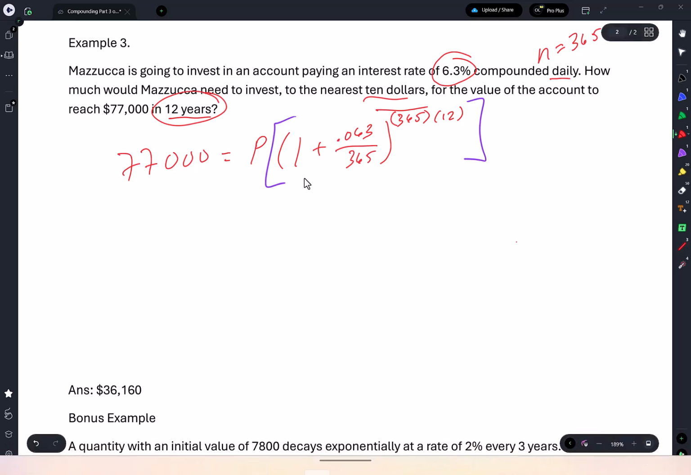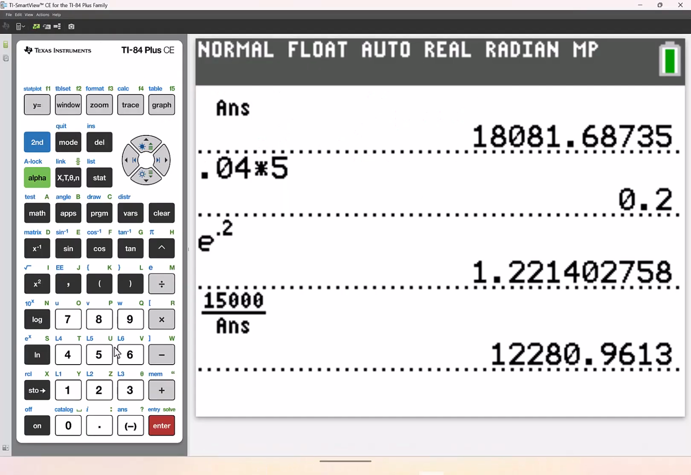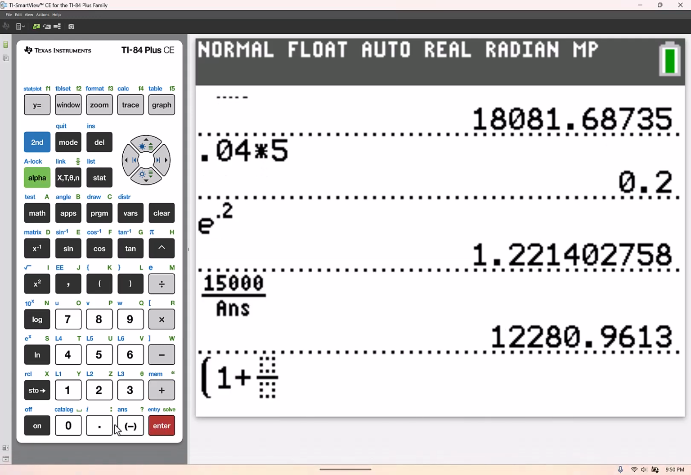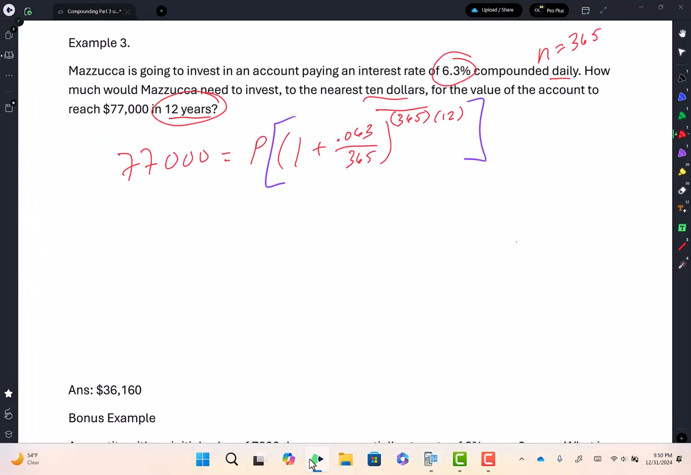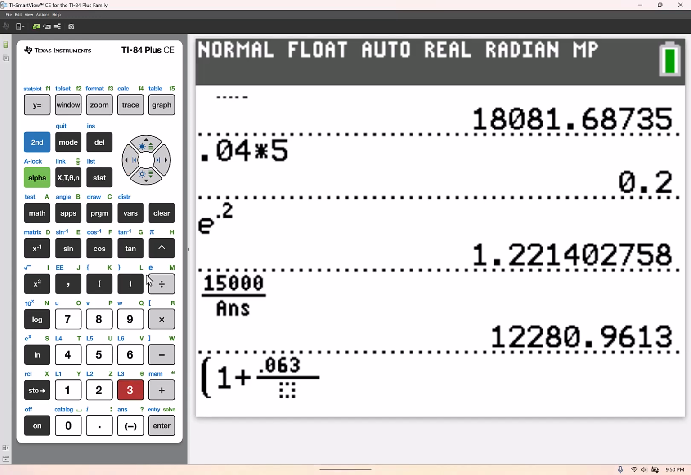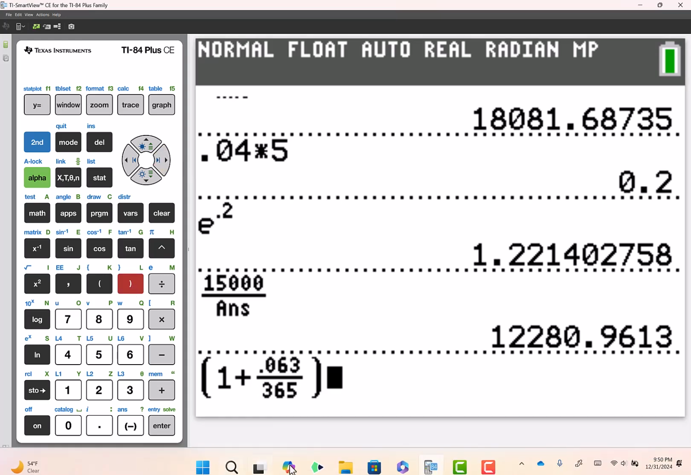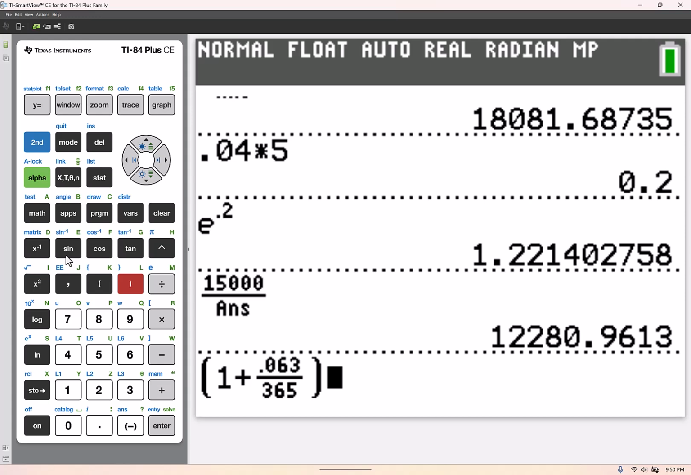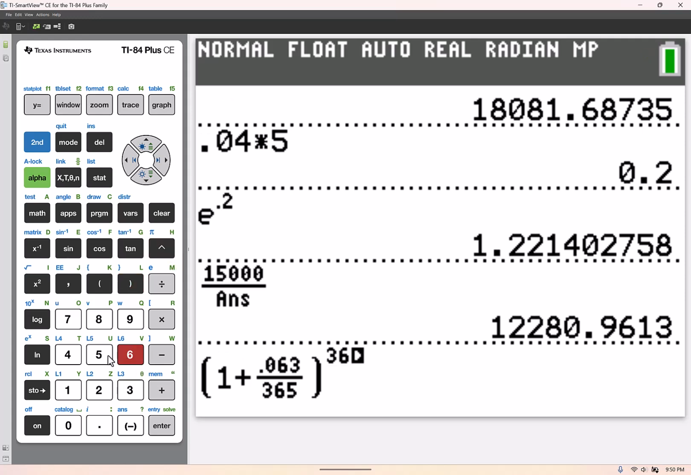So I'm going to do that in my calculator, and I'm going to do 77,000 divided by that right there. First I'm going to figure out what this number is. I'm going to go 1 plus the fraction, 0.065. That's 6.5%. Nope, 6.3%. Let me delete the 5 and put a 3. Divided by 365, and close it. It's raised to the power 12, so 365 times 12. I'm going to push enter.